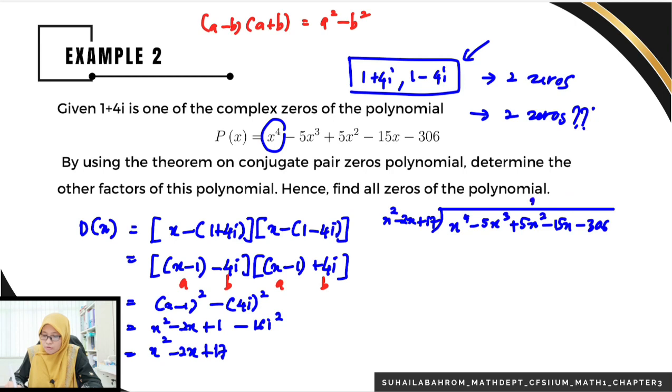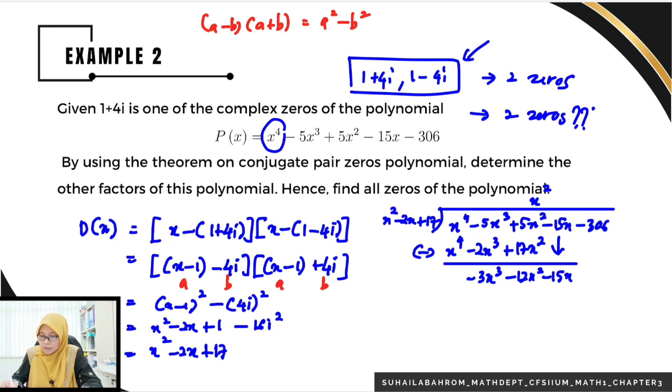In order to remove the x to the power of 4, we need to have x squared here. So multiply x squared with everything, and you will get minus 2x cubed and then plus 17x squared. Then we have the operation of minus, so you will get minus 3x cubed and minus 12x squared. Then we bring this down, so we have negative 15x.